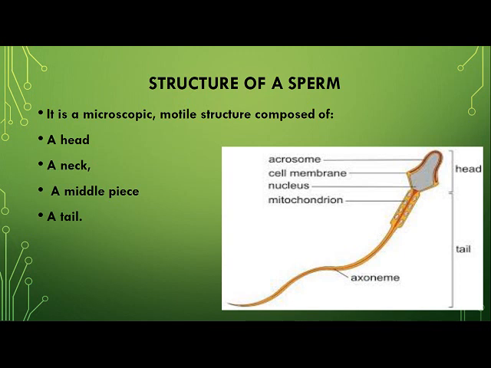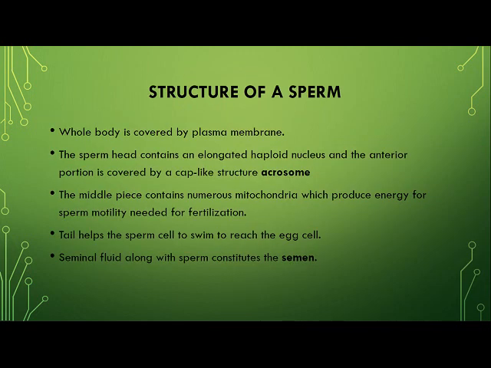Let us understand in more detail the structure of sperm. The whole sperm body is covered by a plasma membrane, and the sperm contains a head which contains the nucleus, and the head is covered by a cap-like structure known as the acrosome. The middle part contains a lot of mitochondria which produce energy for sperm motility, which is needed for the process of fertilization. The tail of the sperm helps it to swim and reach the female gamete, and the seminal vesicle along with the sperm gives out a fluid which is known as semen.